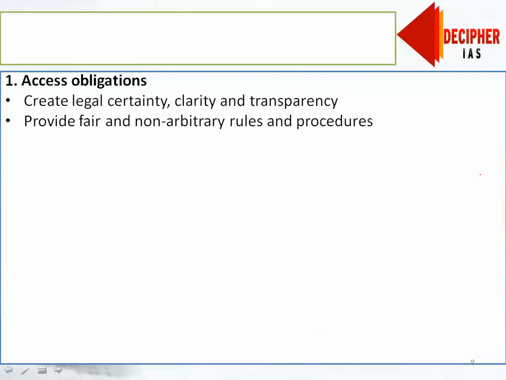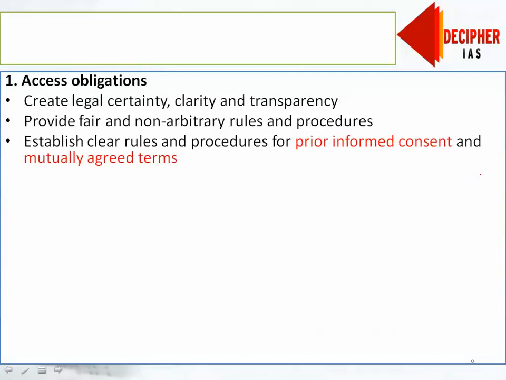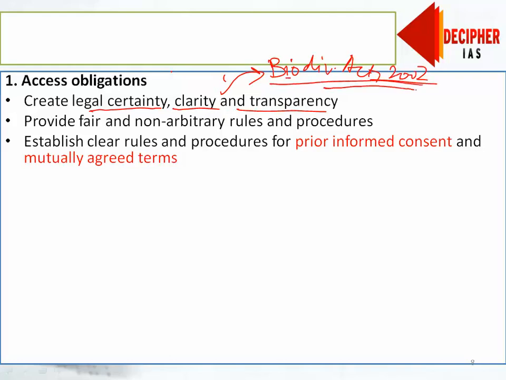First of all, access obligations. There should be legal certainty, clarity and transparency. Obviously, when somebody comes to access the resource, there should be legal certainty, clarity, transparency. We achieve this in India by the Biological Diversity Act of 2002, where we have all the provisions on how it should be done. Then it provides fair and non-arbitrary rules and procedures. That is, equality should be there. No side should be favored, neither the local people nor the company or scientist.